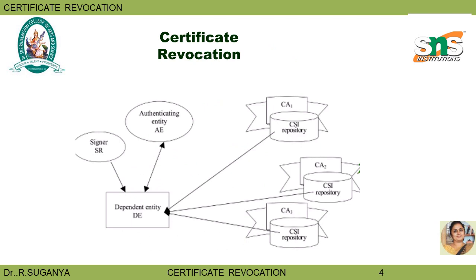So, in certificate revocations here we can see the dependent entity and the repositories. Here we can see a signer and authenticating entity. It is dependent on the dependent entity, and it is taken from the repository, the CSI repository. So there are three repositories here.